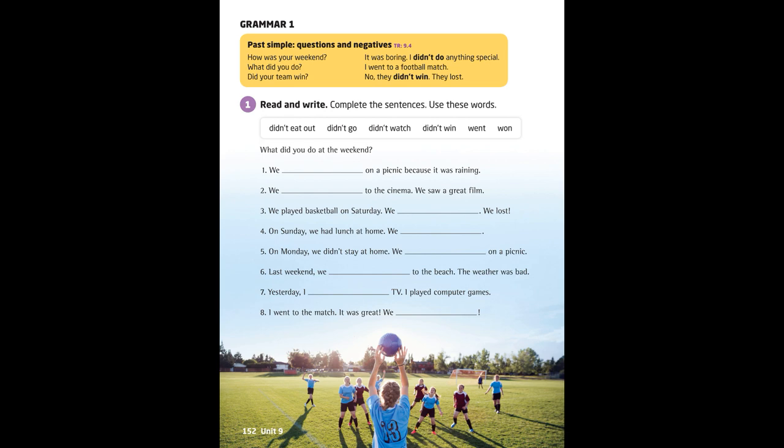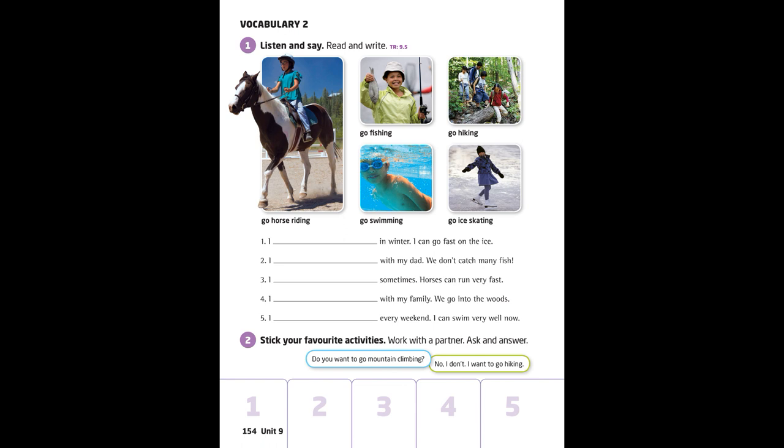Track 9.5. Vocabulary 2. Activity 1. Listen and say. Read and write. Go horse riding. Can we go horse riding one day? Go fishing. Let's go fishing tomorrow. Go hiking. I love to go hiking in the mountains.